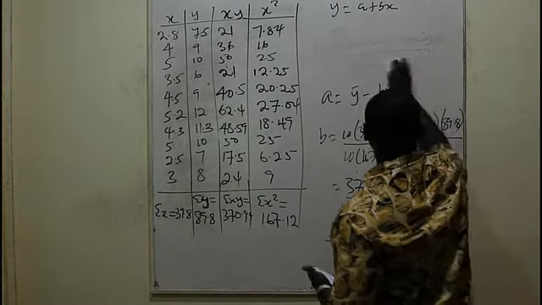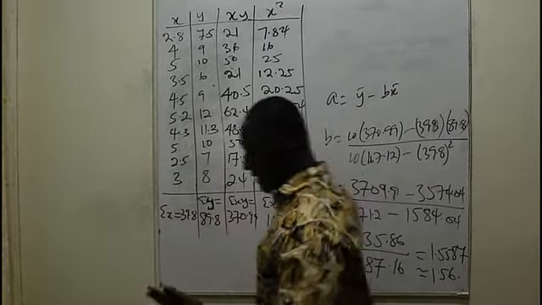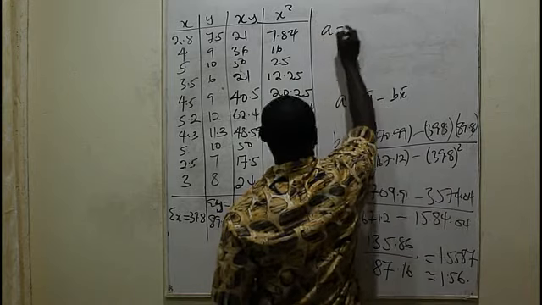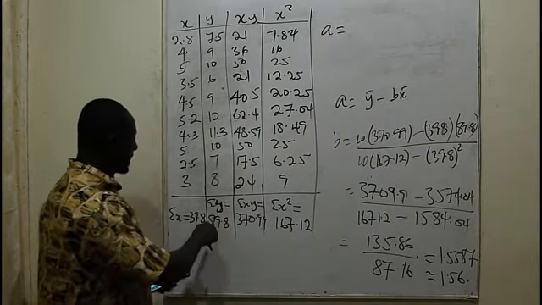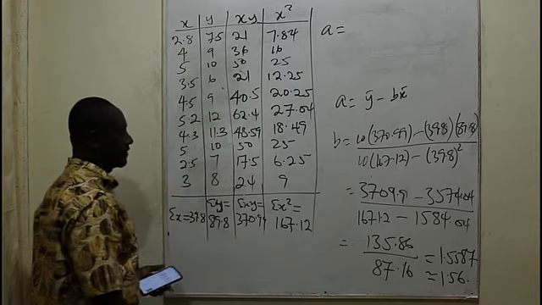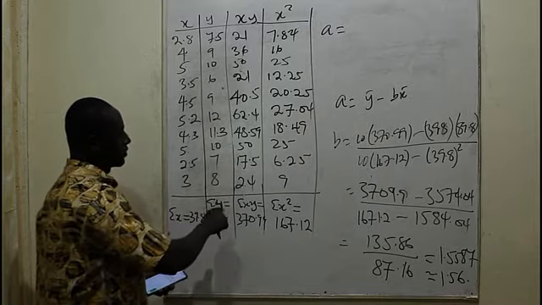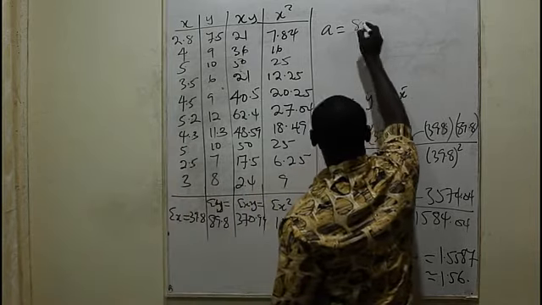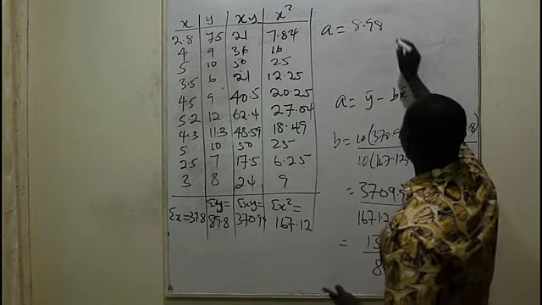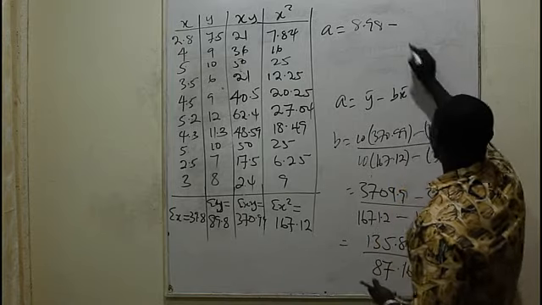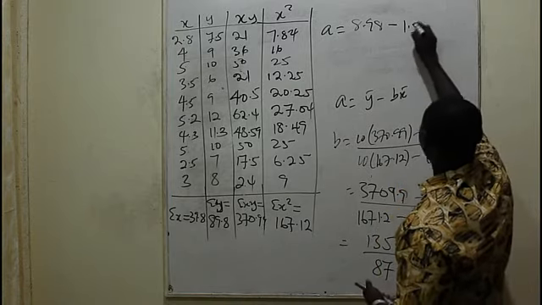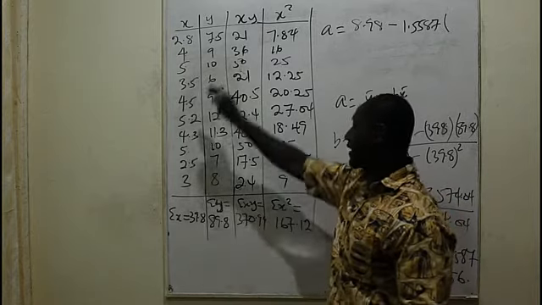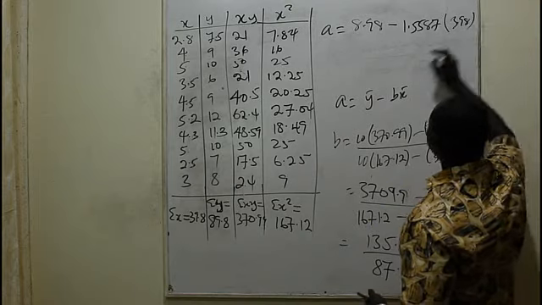So if I want to get a, what is y bar? Y bar means the summation of y divided by the number of observations. Remember, the number of observations is 10. So you have 89.8 divided by 10, and that gives you 8.98. Minus b, 1.5587, times x bar. What is x bar? That is 39.8 divided by 10, which gives you 3.98.